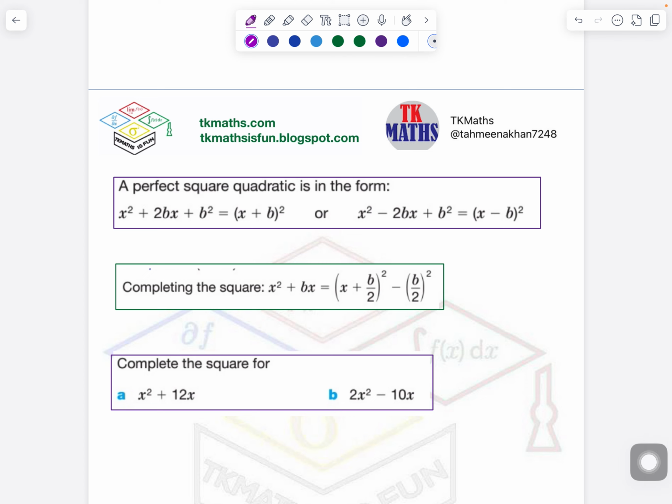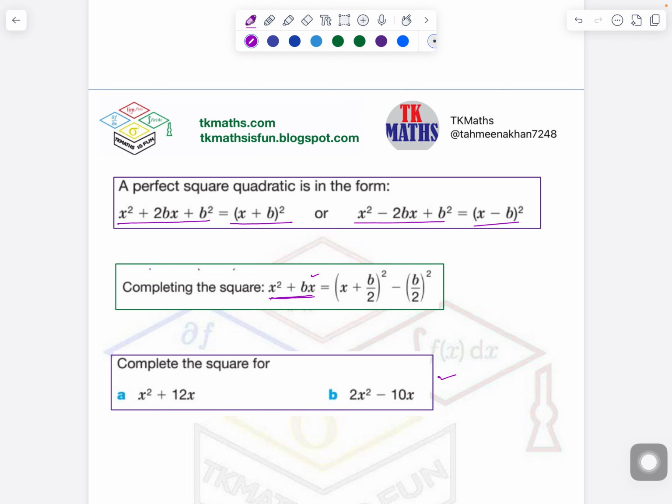First of all, you have to understand what a perfect square form is. In previous classes you have seen that (x + b) whole square can be written as x² + 2bx + b². Similarly, x² - 2bx + b² can be written like this. Now, how do we change an incomplete perfect square, in which the x² term and the x power 1 term are given, into a perfect square? We will see these questions here.